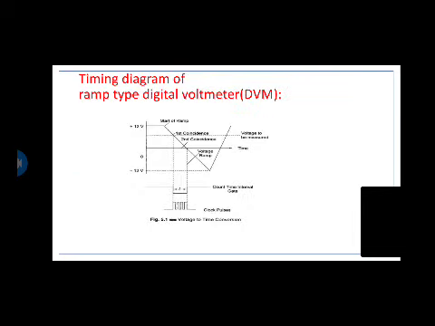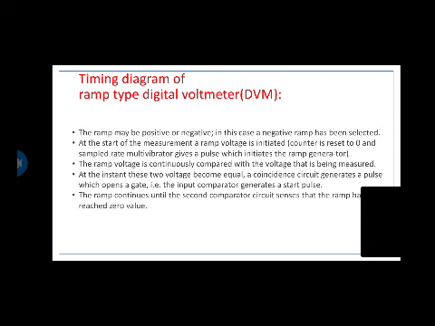Timing diagram of ramp type DVM. The ramp may be positive or negative. In this case, a negative ramp has been selected. At the start of the measurement, a ramp voltage is initiated, the counter is reset to 0, and the sample rate multivibrator gives a pulse which initiates the ramp generator.